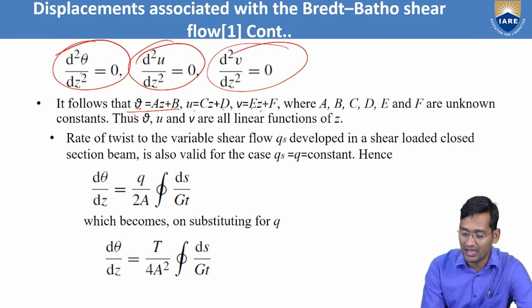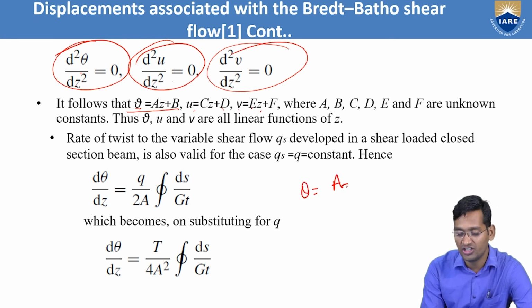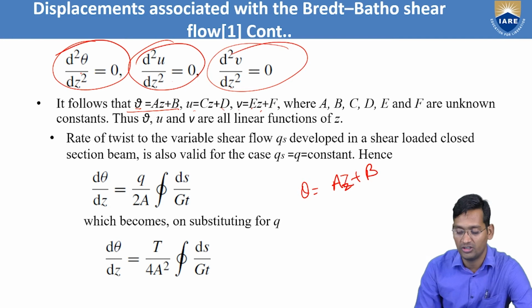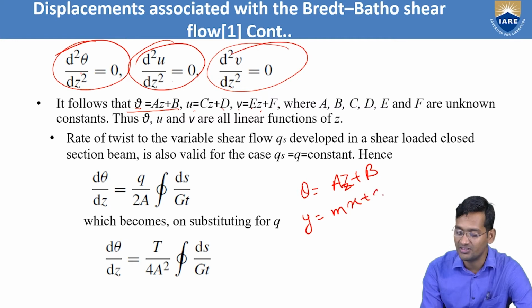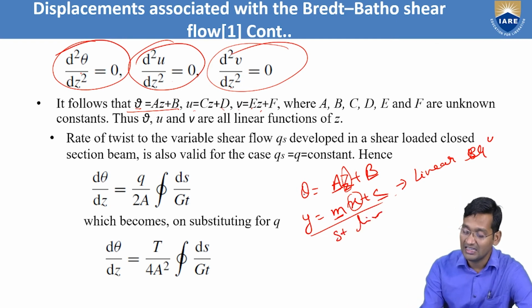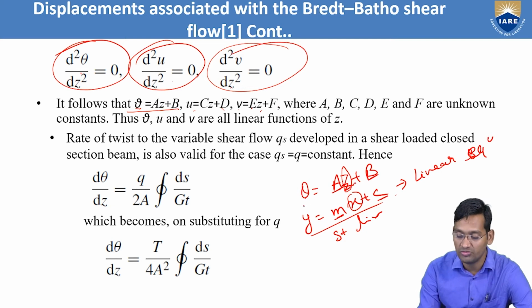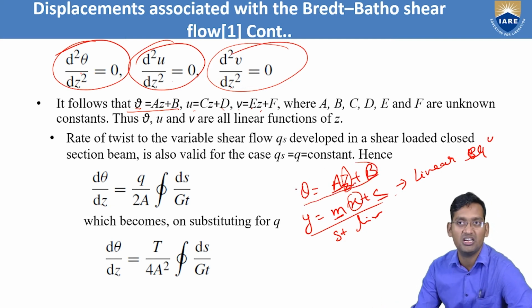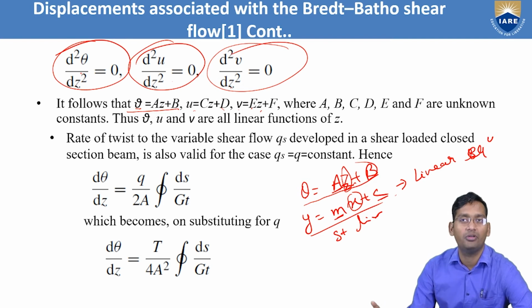So θ = az + b. Compare this with y = mx + c. Here z is varying, there x is varying; a, m, b and c are constants. So this follows a linear equation, the equation of a straight line. Same here, the relation between θ and z will be linear, so θ and z are related by a function of linear type.